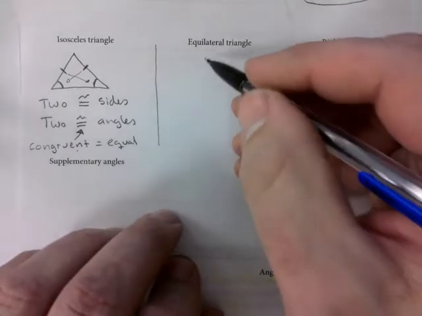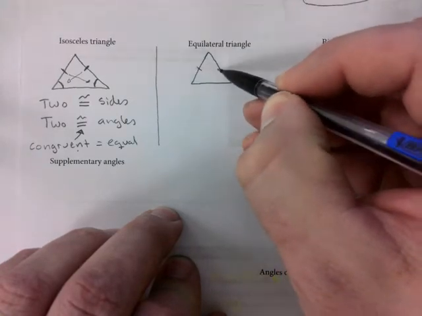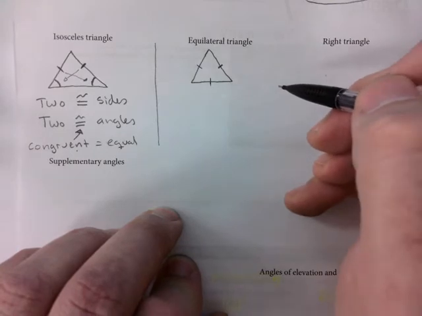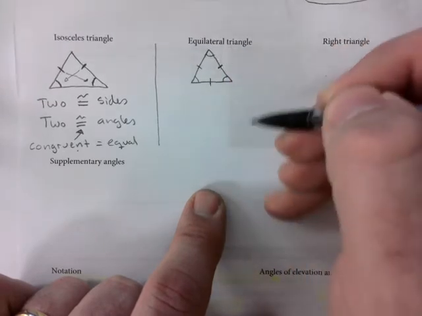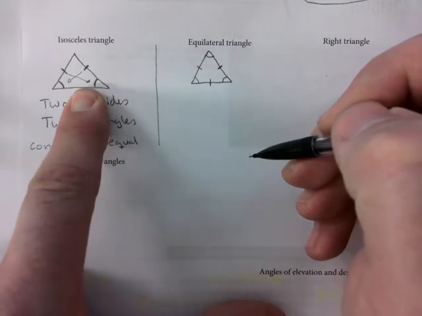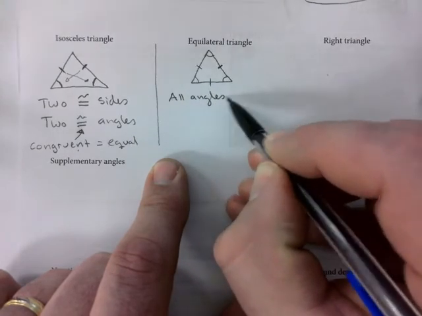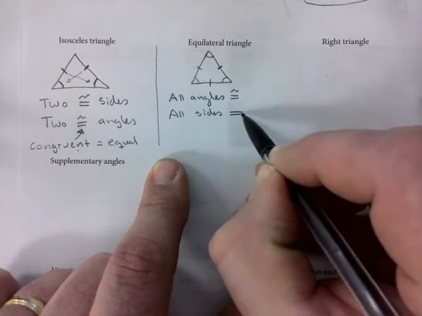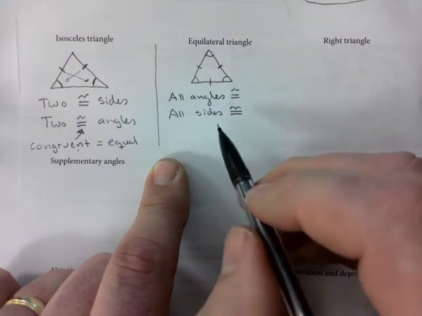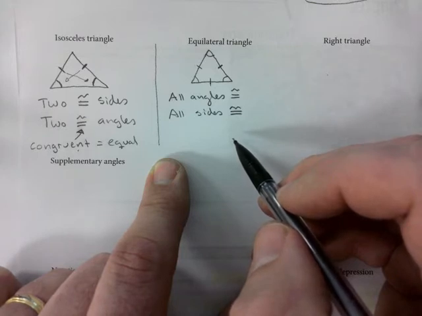Equilateral. All sides are the same. That's what that word stems from. So all three sides are the same. And if all three sides are the same, guaranteed that all three angles will be the same also. Same property as the first one, right? So all angles are congruent. All sides are congruent. Let's see. What does each angle measure in an equilateral triangle? How many degrees? 60?